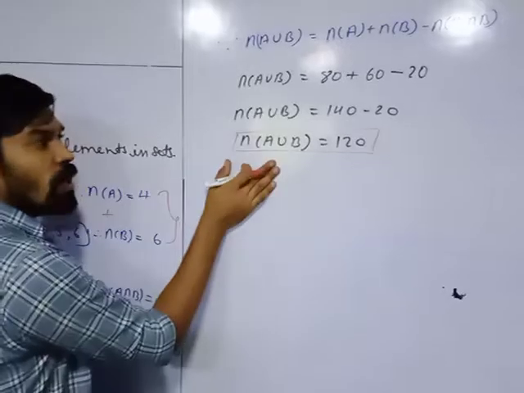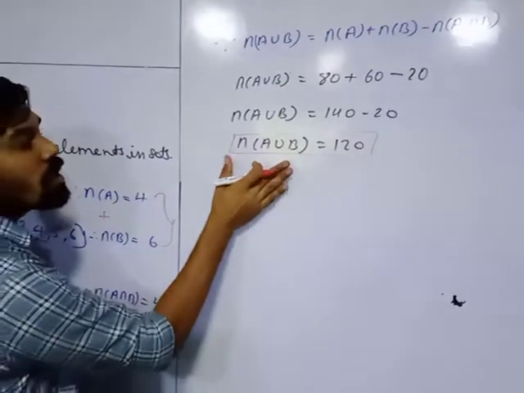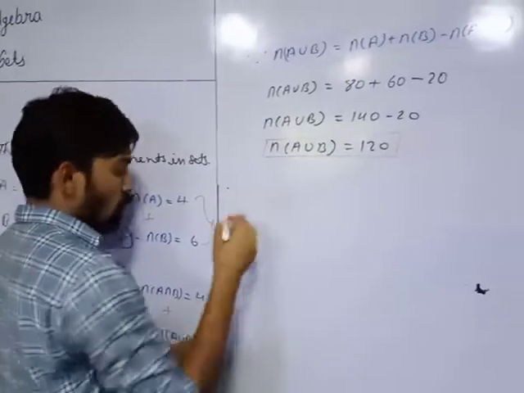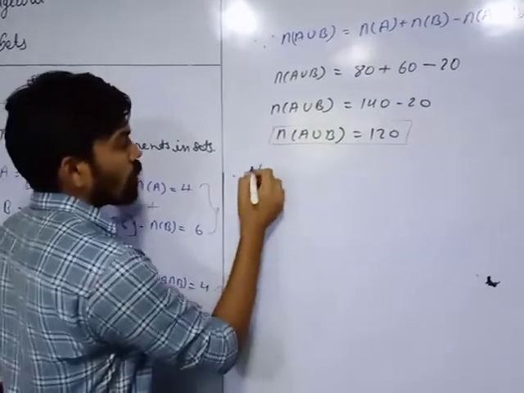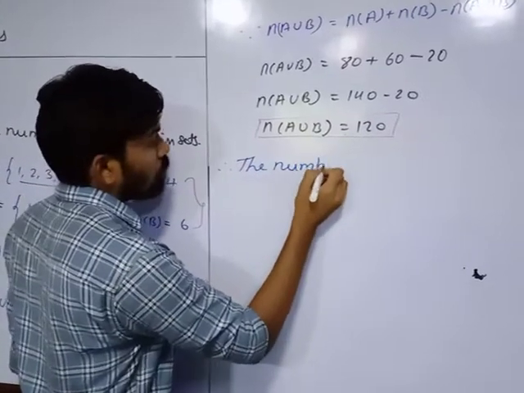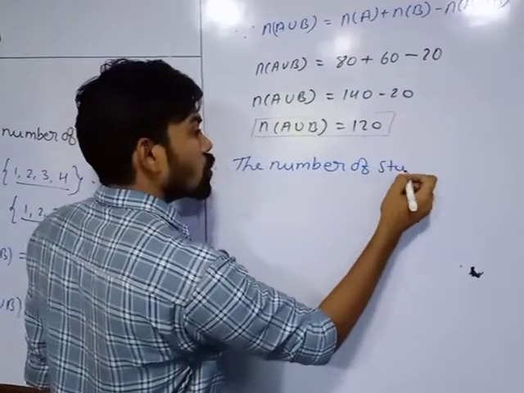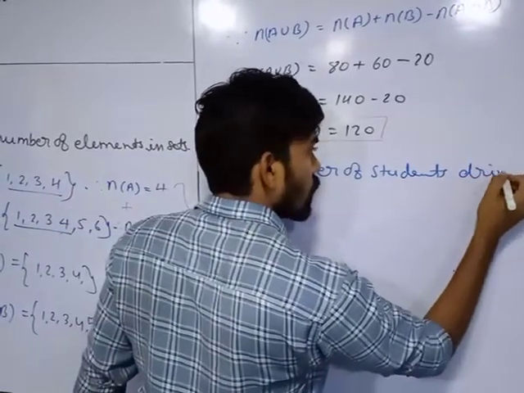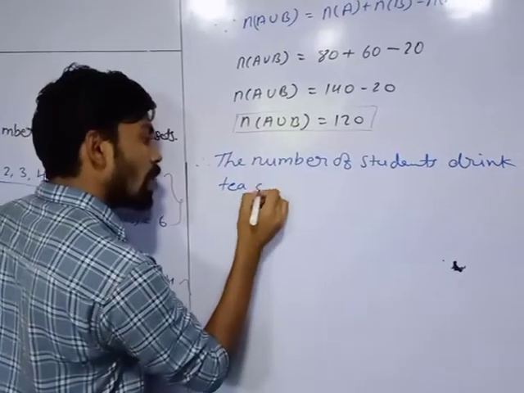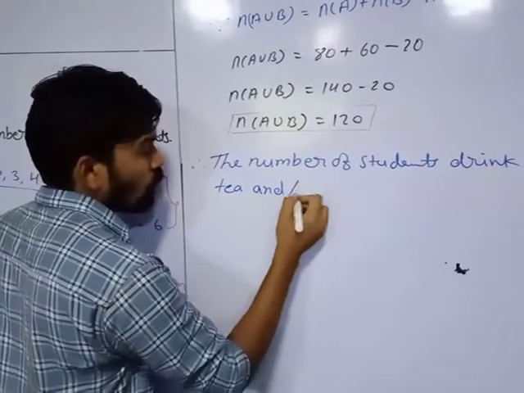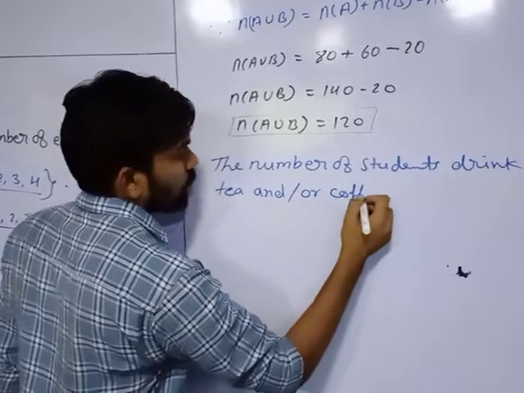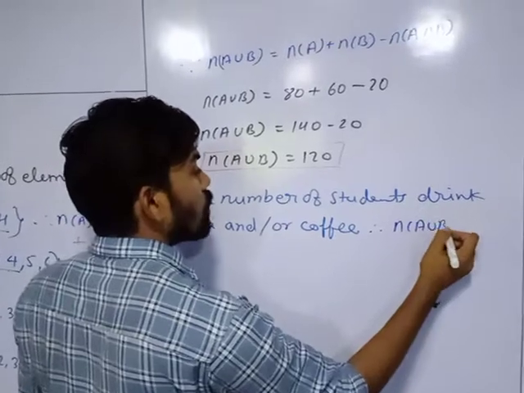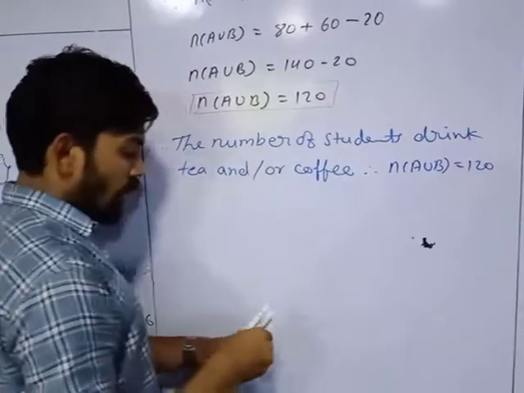We got it. What is this? This is nothing but the number of students who drink tea or coffee. Therefore, the number of students who drink tea or coffee, that is number of A union B, is equal to 120.